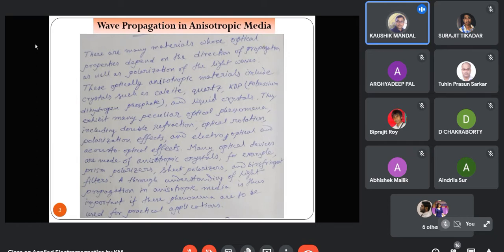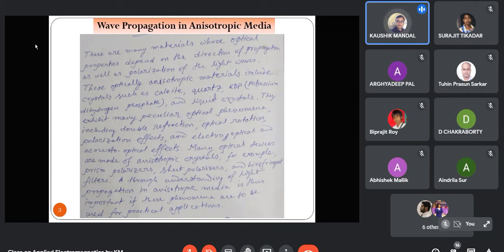There are some materials whose optical properties mainly depend on the direction of propagation, as well as the polarization of the electromagnetic waves. These are basically known as optically anisotropic materials. For example, what should be the example of anisotropic materials? Different types of crystals like calcite, quartz, KDP. KDP means potassium dihydrogen phosphate, and liquid crystals. So these are the examples of anisotropic materials: calcite, quartz, KDP, and liquid crystals.